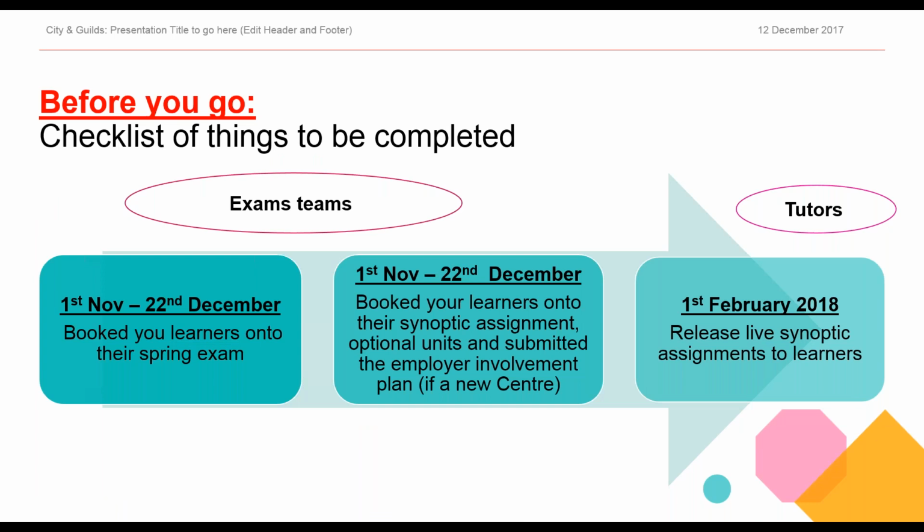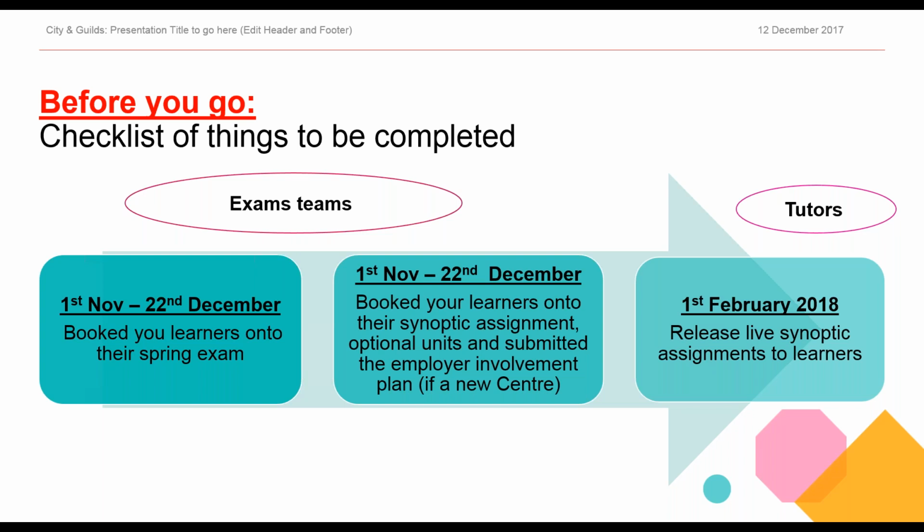So, just a checklist before you go as a reminder. Obviously, you've now had to register all your learners for technicals for this year. That had to be done by the end of October. By the 22nd of December, you need to tell us which learners are going to sit the exam in the spring. And you need to be telling us if they are doing it paper-based or online.